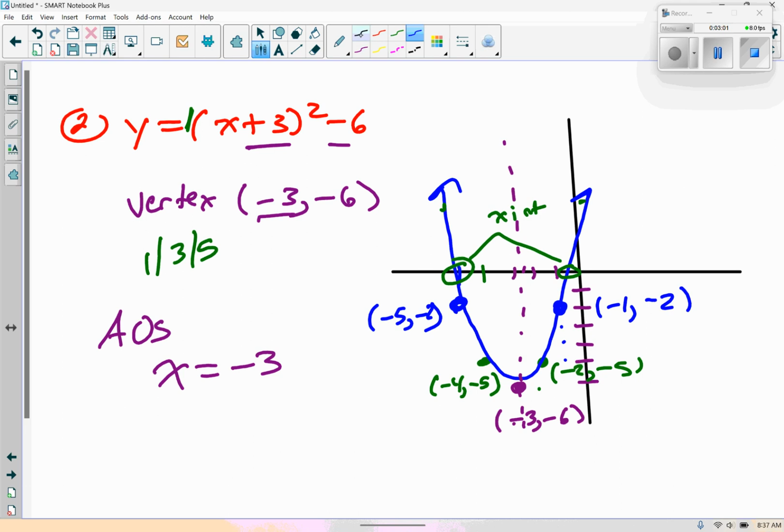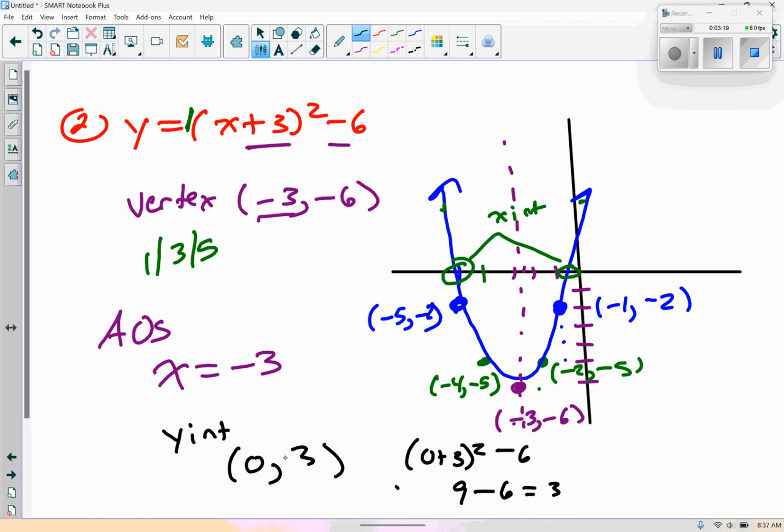And then we're going to have the y-intercept. We're going to plug 0 in. If I plug 0 into my original, I'm going to get 0 plus 3 quantity squared minus 6. So 0 plus 3 is 3. 3 squared is 9. 9 minus 6 is going to give me 3. And we already talked about the x-intercepts, so I'm just circling them. Unless our points, when we pattern graph, fall right on it, we don't have to really worry about them at this point.